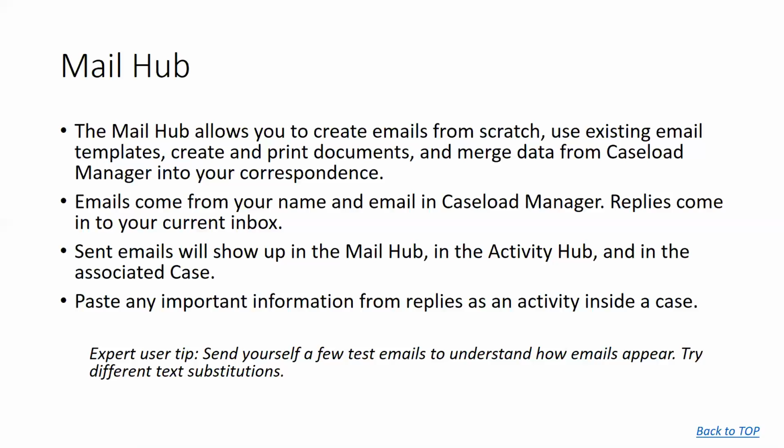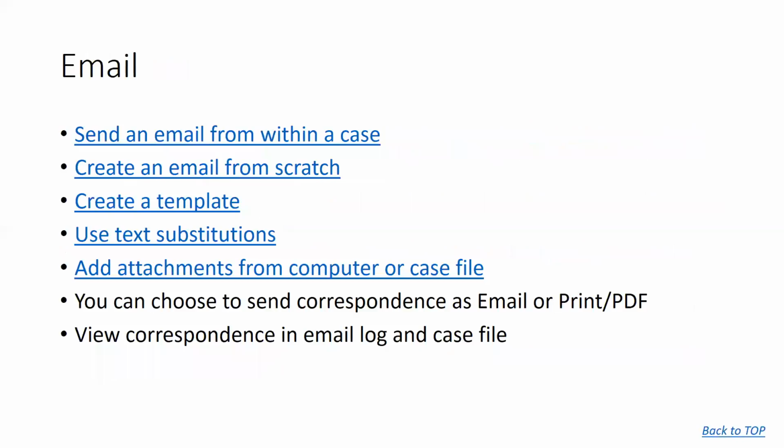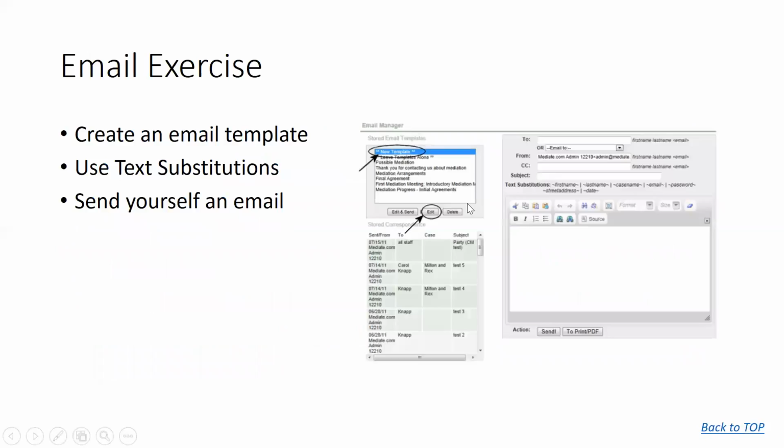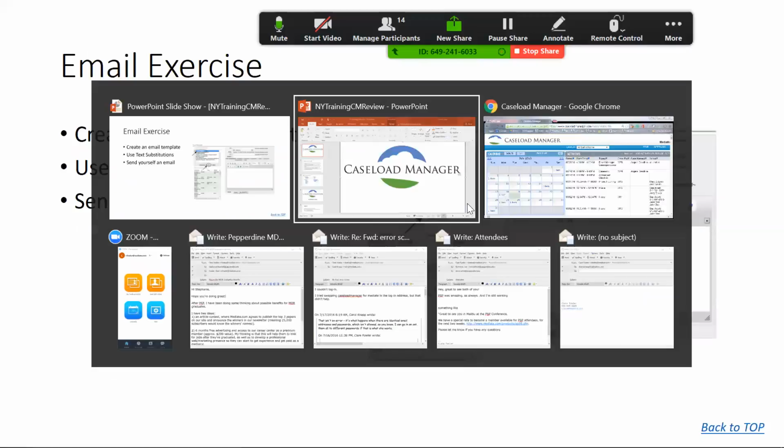Whenever you send an email, it will show up in the Mail Hub, in the Activity Hub, and in the case. This is a lot of information for you to remember. I'm just giving you the broad strokes right now, and then we'll log in in just a second and I'll show you what this looks like. Okay? So the first thing that we are going to do is send an email from within a case. All right? So let's hop out to a live system here.